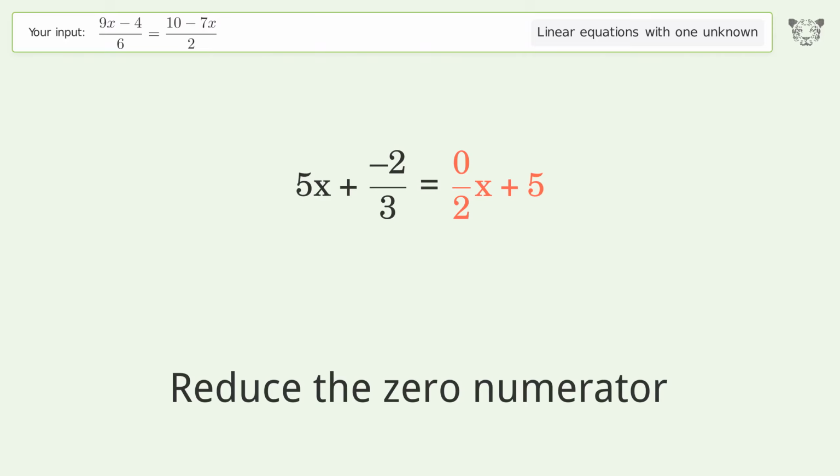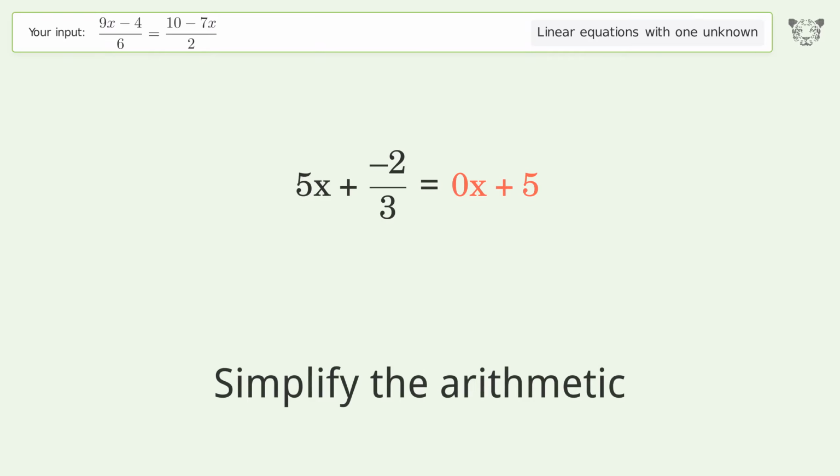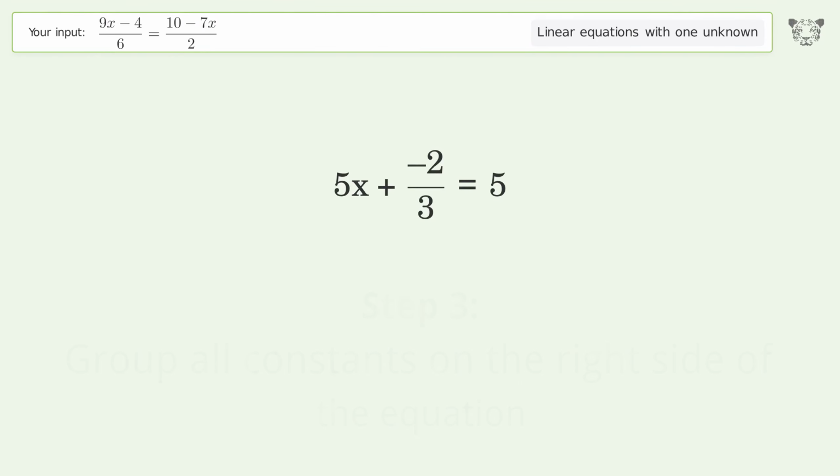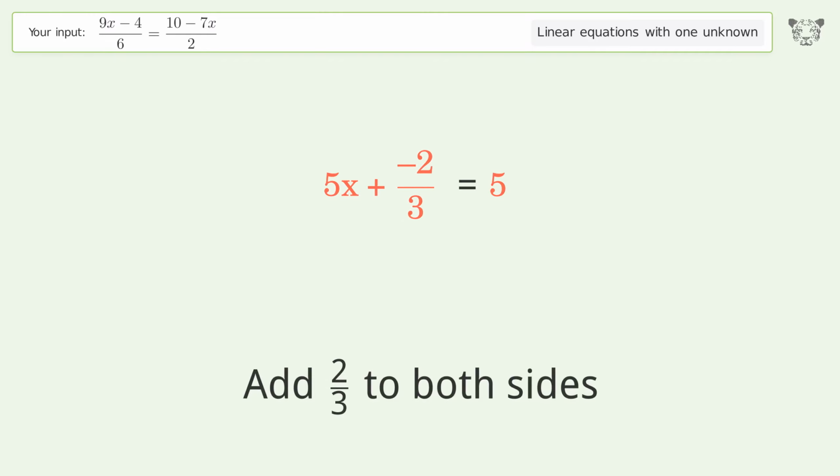Reduce the zero numerator. Simplify the arithmetic. Group all constants on the right side of the equation. Add 2 over 3 to both sides.